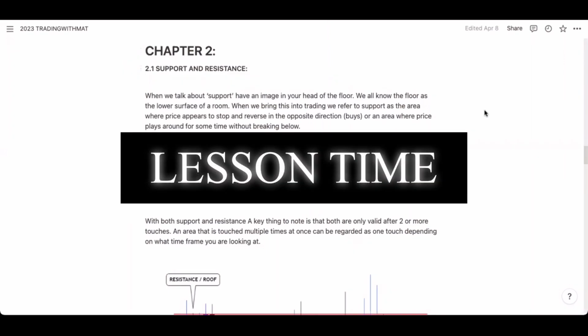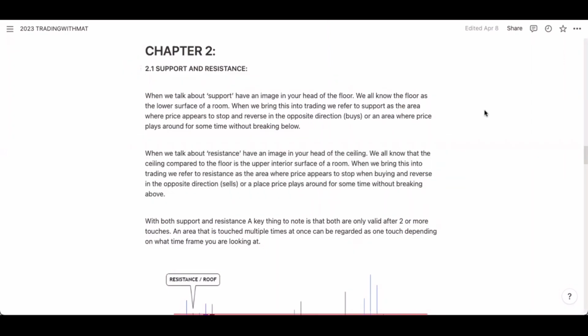So when we talk about support, have an image in your head of the floor. We all know that the floor is the lower surface of a room. When we bring this into trading, we refer to support as an area where price appears to stop and reverse in the opposite direction for buys, or an area where price plays around for some time without breaking below. That is what support is.